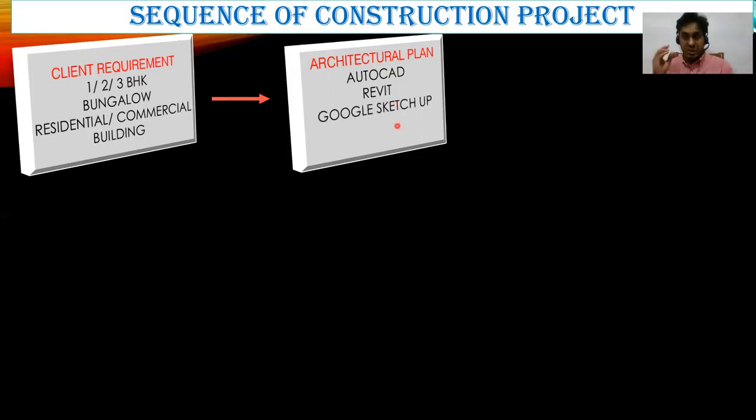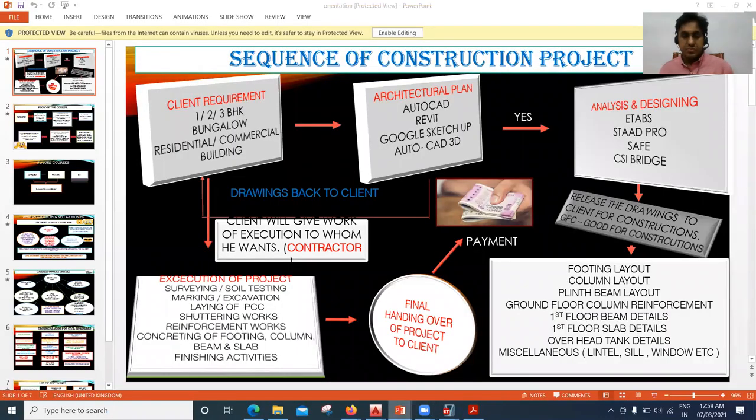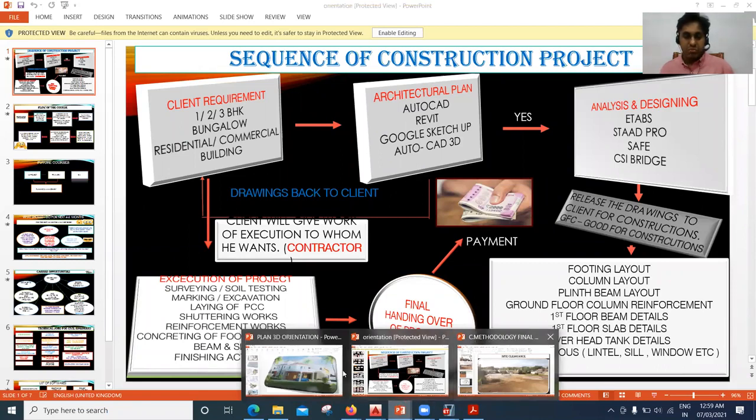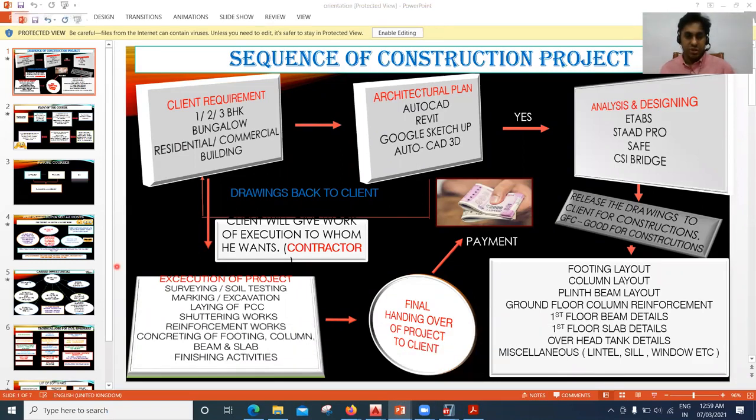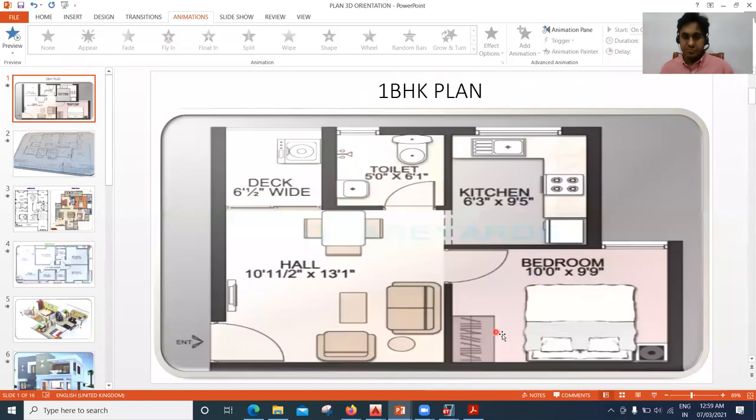Similarly, you have Google SketchUp. Google SketchUp is for you to get 3D elevations, the interior parts and all. Then you have AutoCAD 3D as well, right? So let us say you come to me for the plan. What I'm going to do is prepare a plan for you of a bungalow. I'll show it.